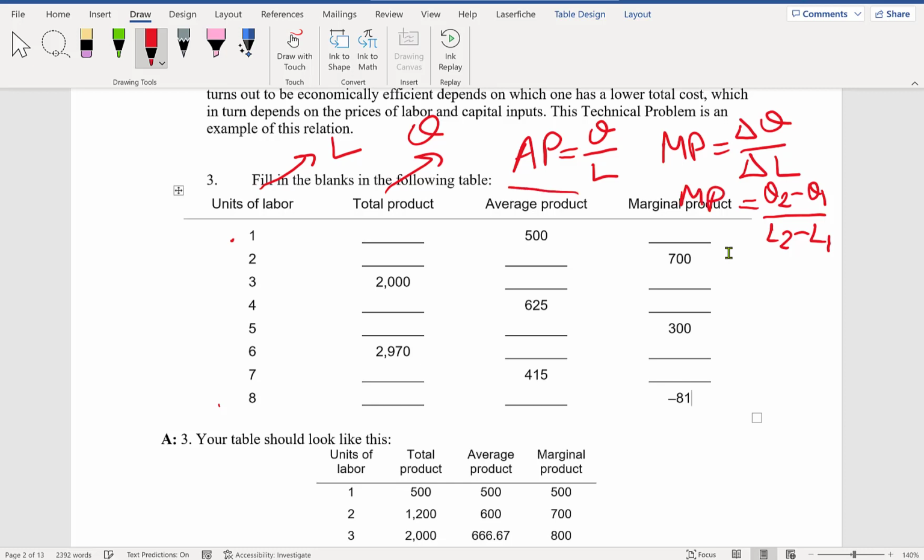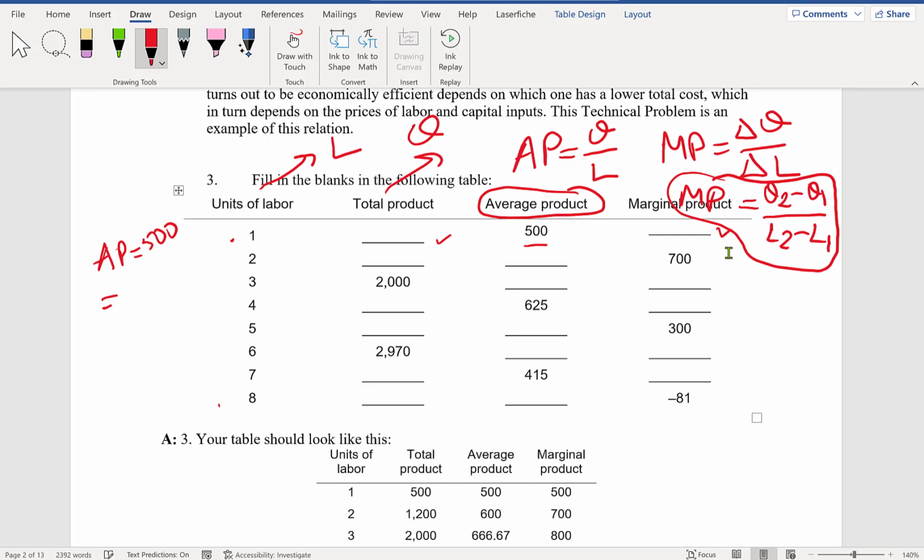In English, average product is on average how many units my labor is producing per worker. Marginal product is how many units the last unit of labor is producing. So after having reviewed these concepts, let's continue. So average product here is 500, right? For the first line, it's asking us to calculate marginal product and total product.